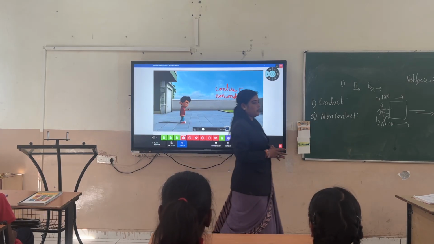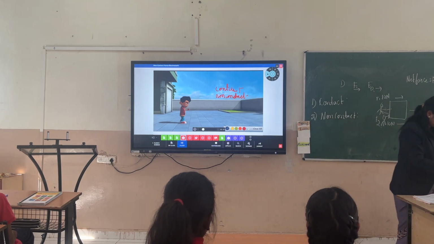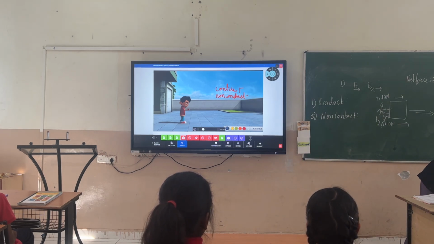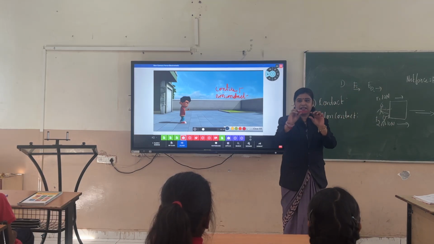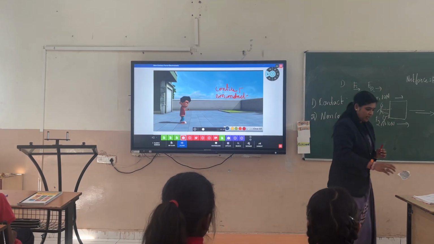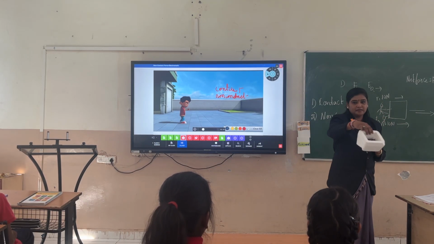Now without contact also some forces will be active. Let us do this activity. What is there in my hand? Magnet. It is a bar magnet I have in my hand. So can you tell me what are these things?